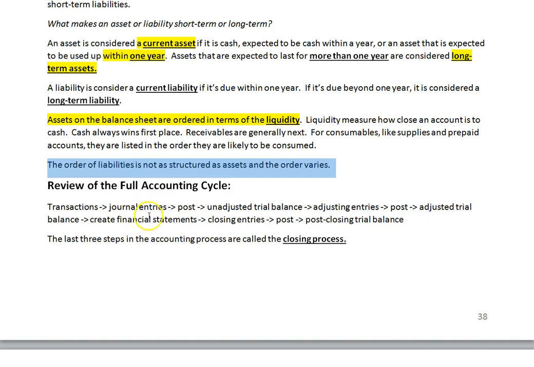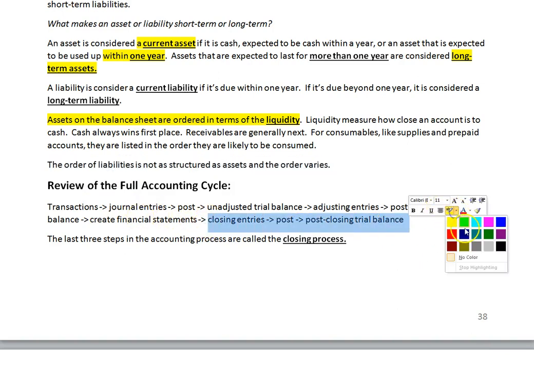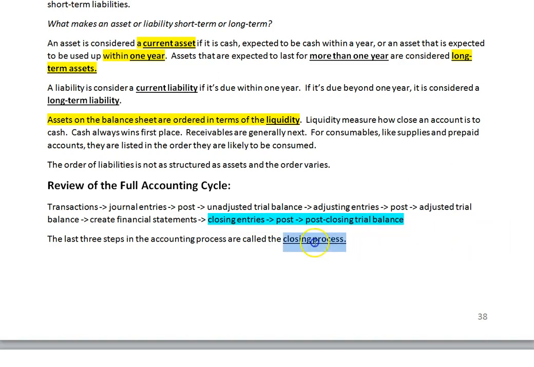Here we see the full accounting cycle. We've just covered the financial statements, so the last three right here are next. We're going to do the closing process.